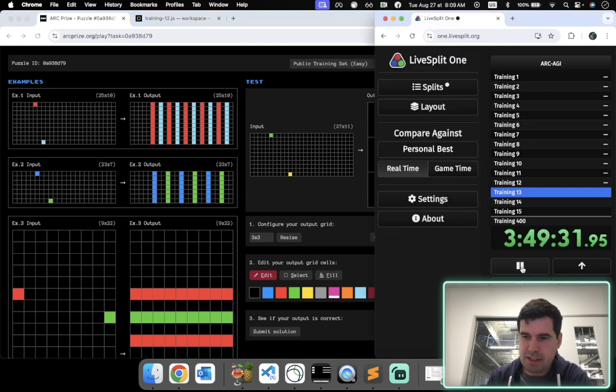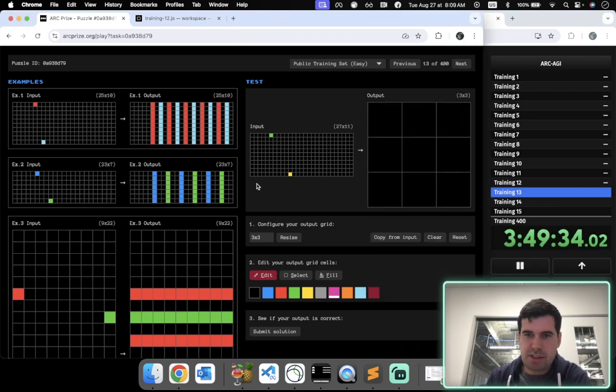So up, we're going to start the timer. This is number 13, perfect. So, okay, this one. Let's see how this works. What we have is one pixel at the top, one pixel at the bottom, and then we basically fill the line. So the draw line is going to be very useful.